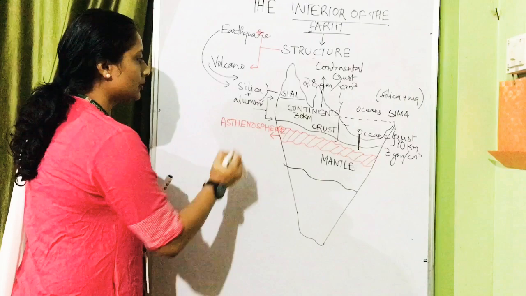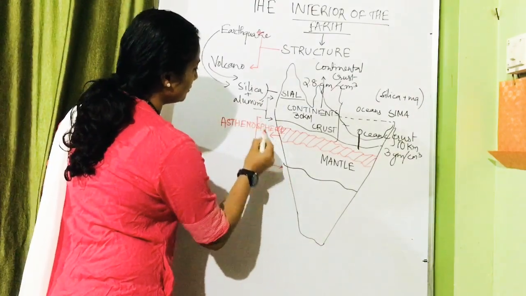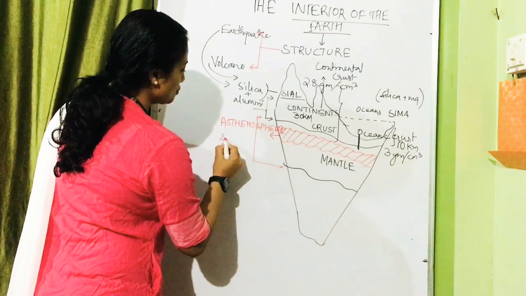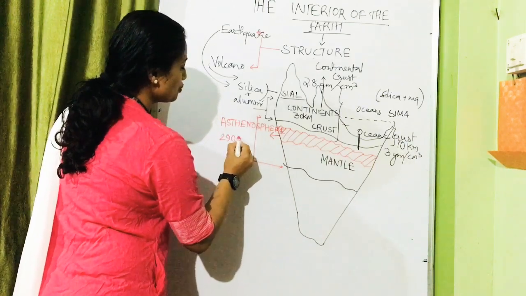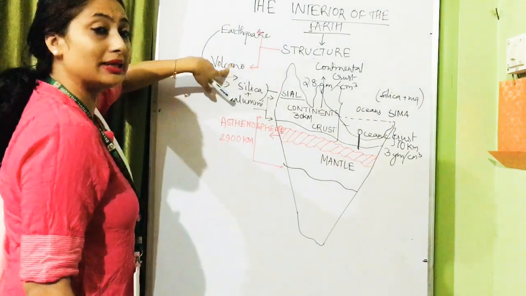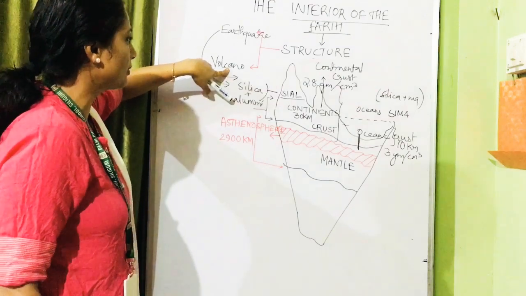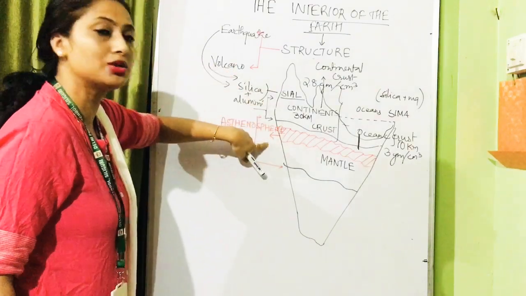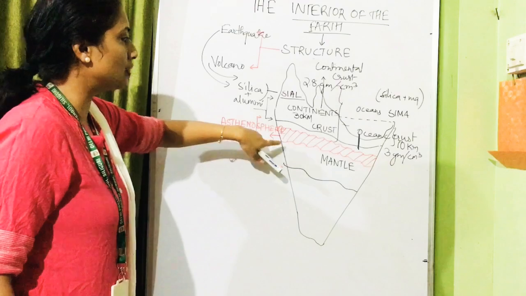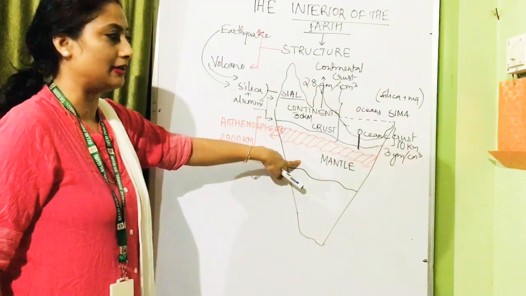If we talk about the thickness of the mantle layer, it is 2900 kilometers. We were talking about volcanoes in one of the topics when we were discussing this chapter, why volcano has been associated with this structure of the earth. Now you have seen this layer, the asthenosphere, which is present in the mantle layer.